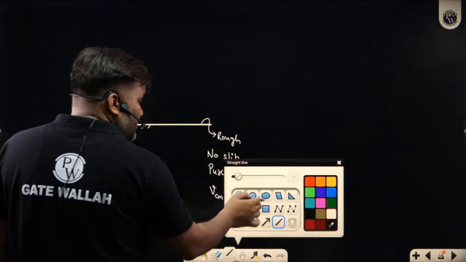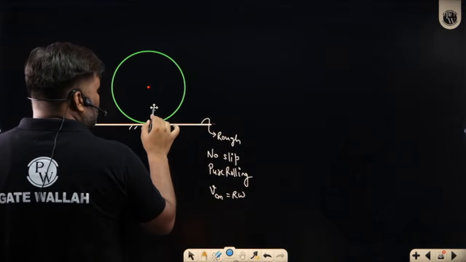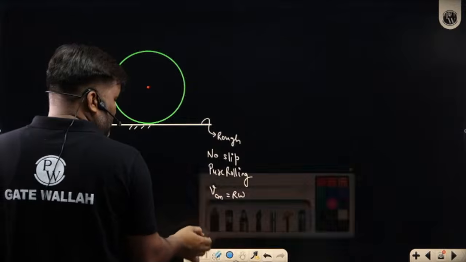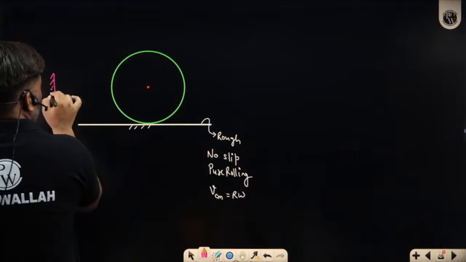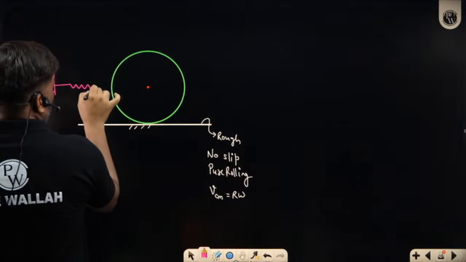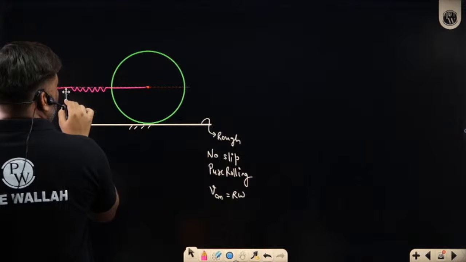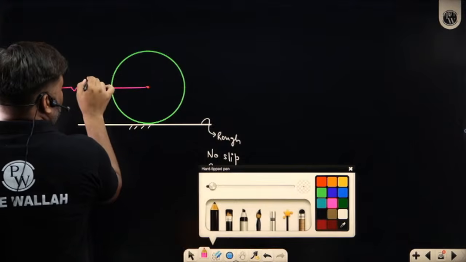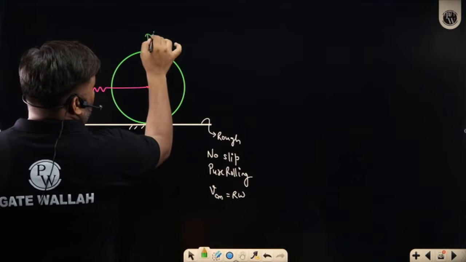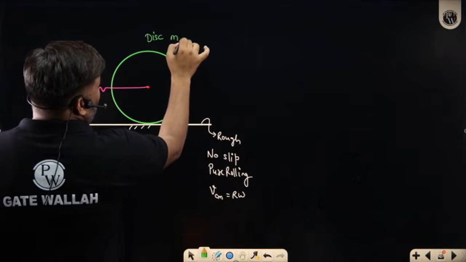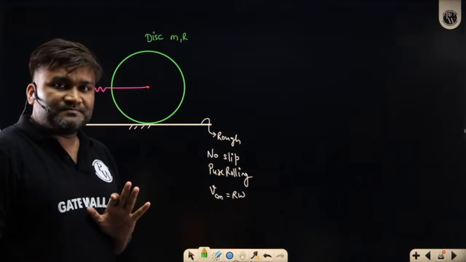What is the situation? Sir, I am having a disk here. This is my disk. At the center, I have a spring. Spring's stiffness is S. This is your disk whose mass is M, radius is R. And exactly at the center, luckily, I have connected the spring.